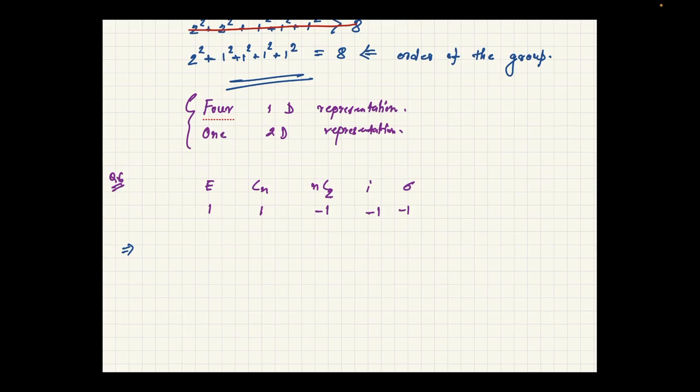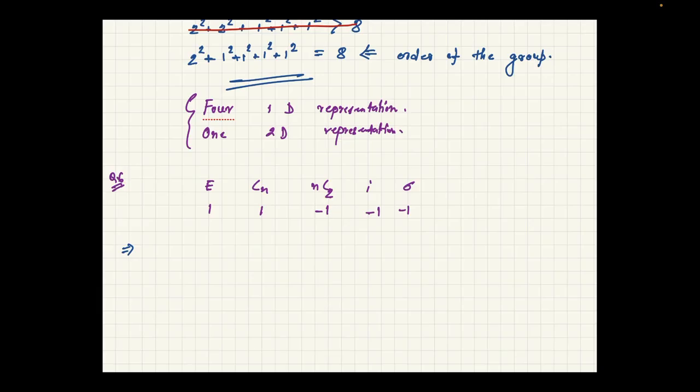Okay, then to identify one or two, we have to check whether any perpendicular C2 axis is present or not. Here a perpendicular C2 axis is present, and it is antisymmetric with respect to the perpendicular C2 axis.